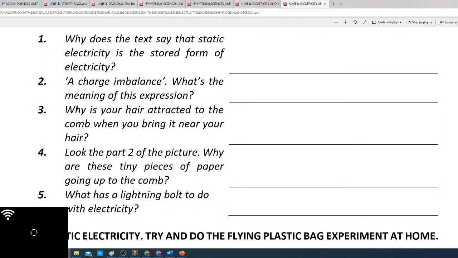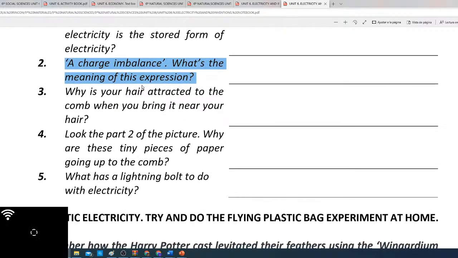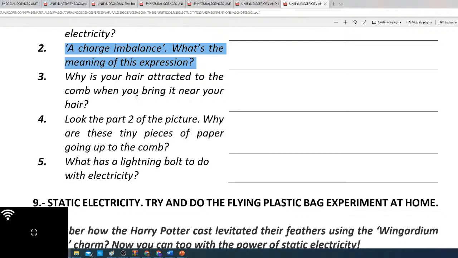Yes. But 2. A charge imbalance. What's the meaning of this expression? Remember, equilibrium is balance. Imbalance is the opposite. A charge imbalance means that you have more positive charges than negative, or the other way around. So there are not equal numbers of positive and negative charges. This is the meaning of this expression.